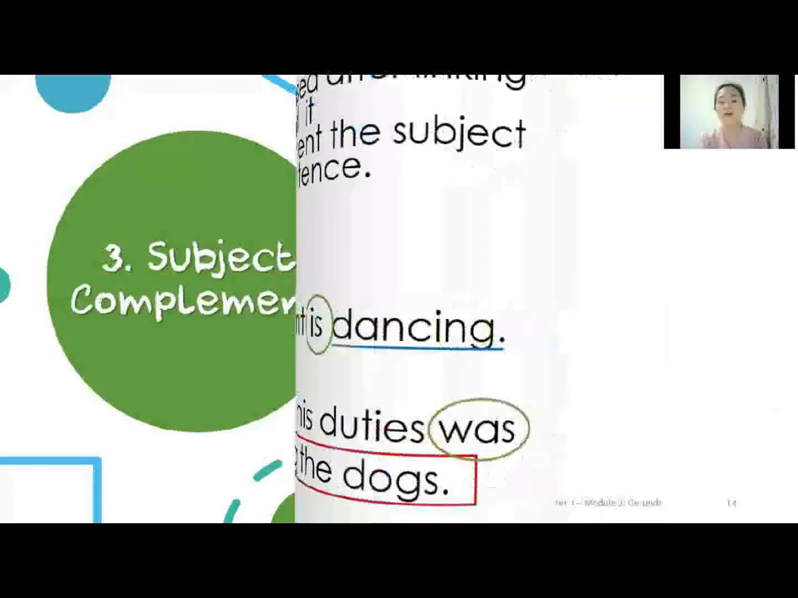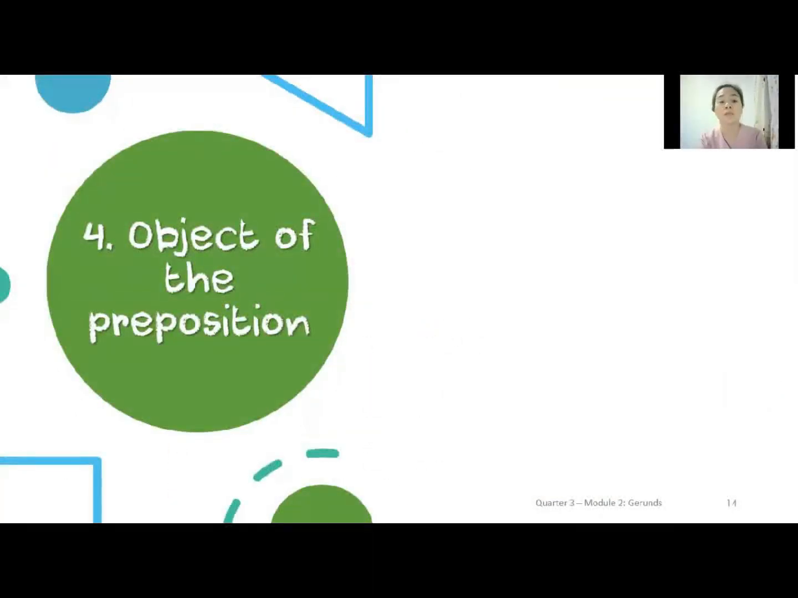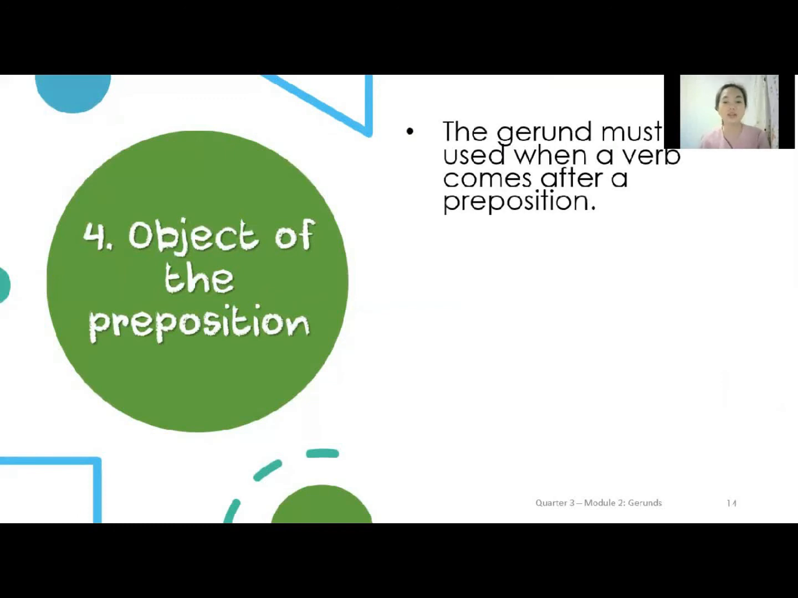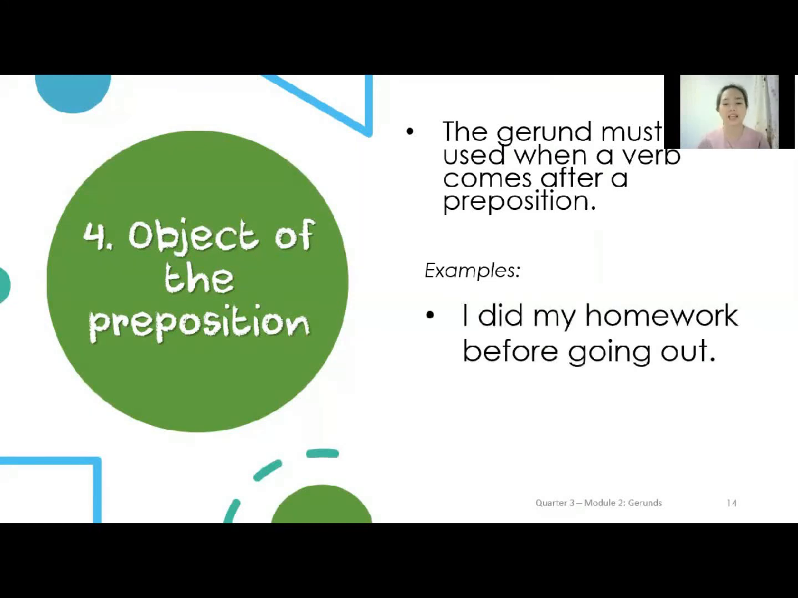Okay. So the number four function is the object of preposition. The gerund is an object of preposition when it comes after a preposition. So if a gerund is coming after a preposition, it is called an object of preposition. Let's find it out with our example sentences. The first example is here: I did my homework before going out.